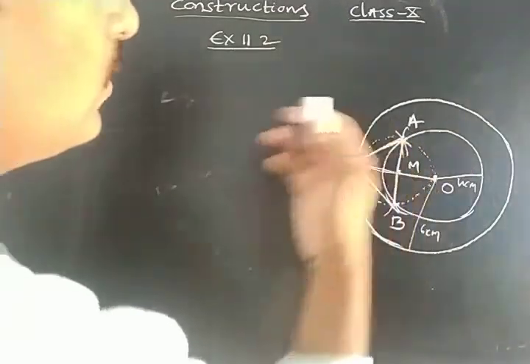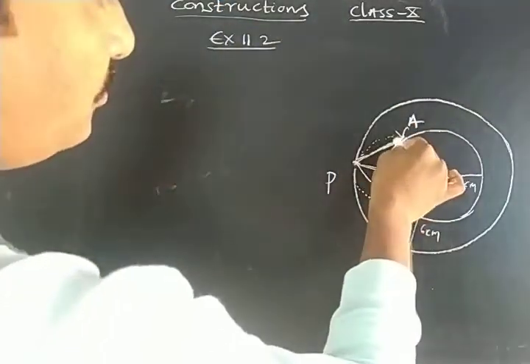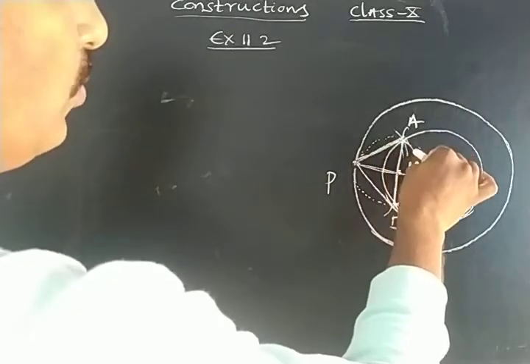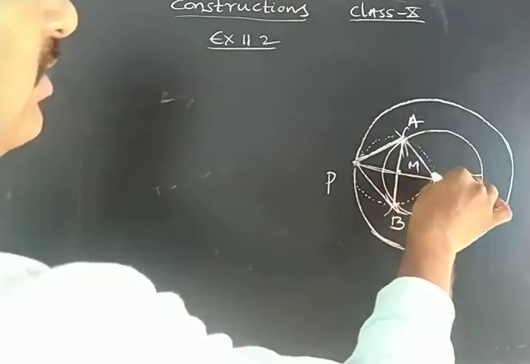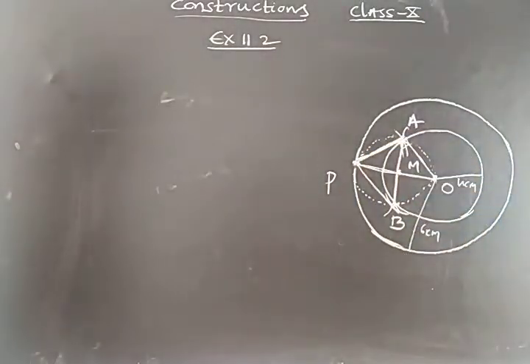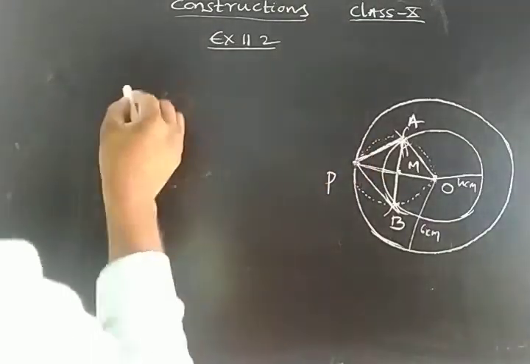After that we have to prove this. Joining OA, we have to prove this angle is 90 degrees. Automatically AP will be a tangent to the smaller circle. Okay. Right, I am writing the steps.